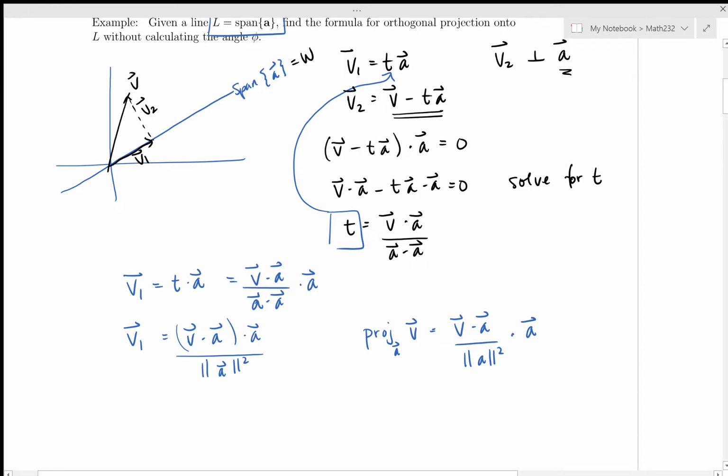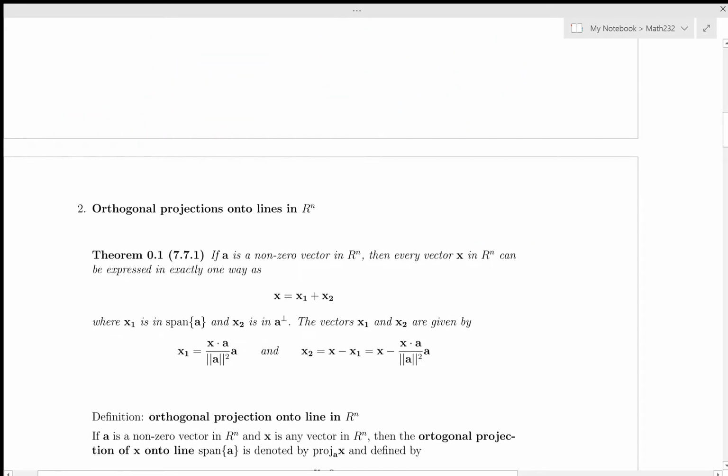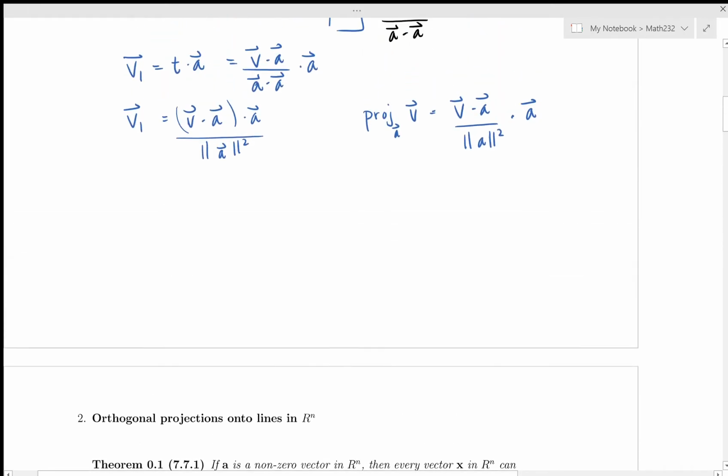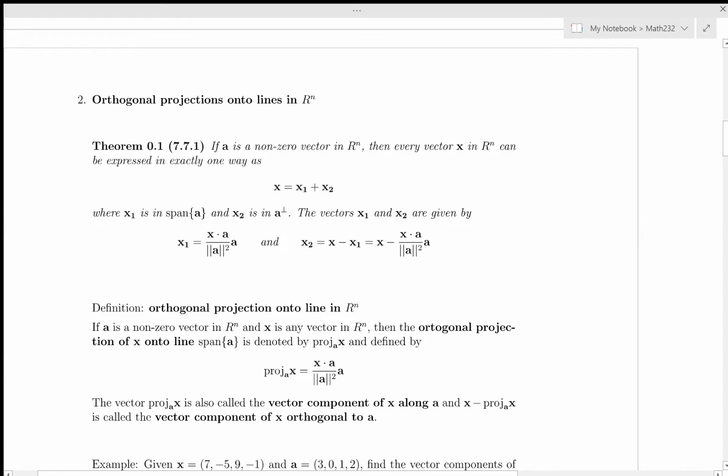Okay, let's see that. I think that's written on the next page here, possibly as a theorem. So there it is, x dot A. Okay, there it is here. So using x instead of V, we've got a theorem here, basically stating what we've just derived on the first page.